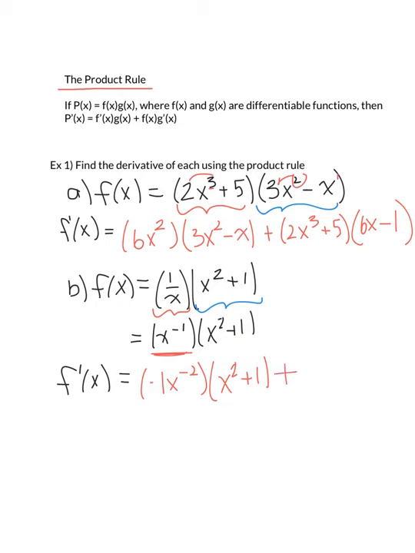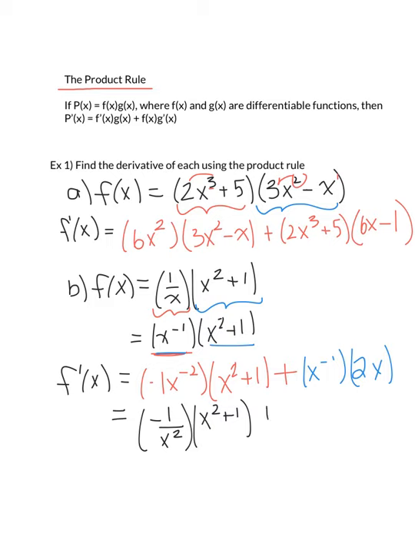plus the derivative of my second function multiplied by my first original function. So my first original function is x to the negative 1, and the derivative of that second function there is 2x. Now, at this point in time, I am going to rewrite this. I don't like these negative exponents, so I am going to be getting a negative 1 over x squared times x squared plus 1 plus a 1 over x times 2x, and I could go ahead and simplify that even further, but the question doesn't ask me to, so I'm just going to stop here.